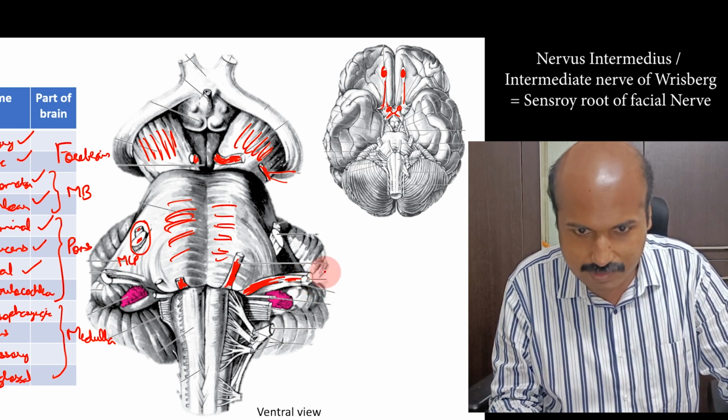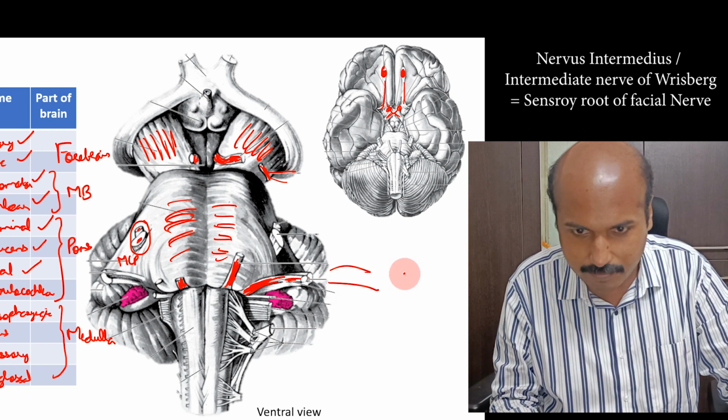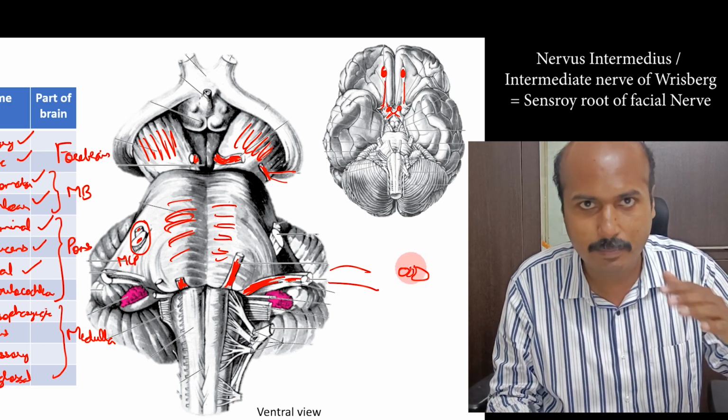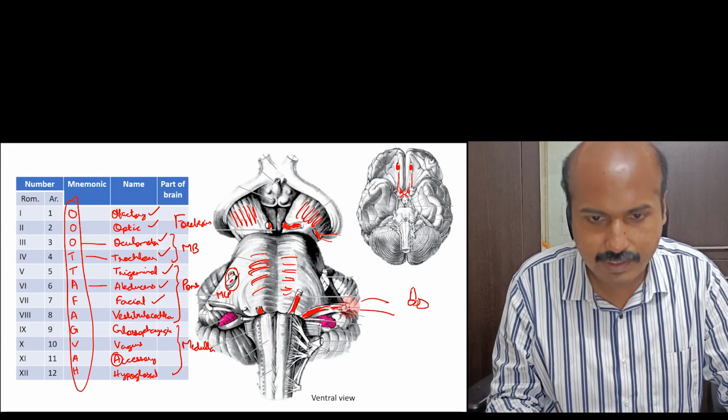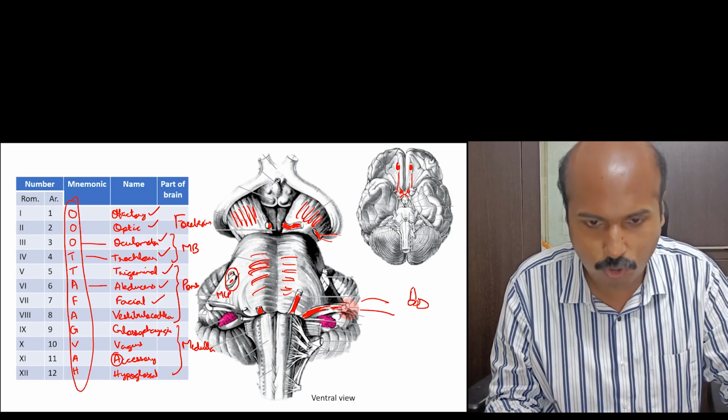So I'll just zoom this out here. This is the 7th nerve. You have a small nerve here, that is the nervus intermedius, and this will be the larger 8th nerve. So the intermediate nerve, or the nervus intermedius, is between the 7th and the 8th. And the next is the 8th nerve, which is just the vestibulocochlear nerve.